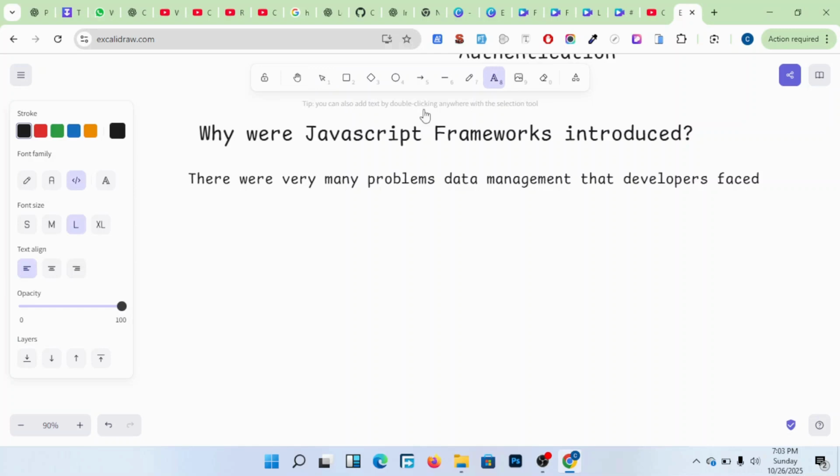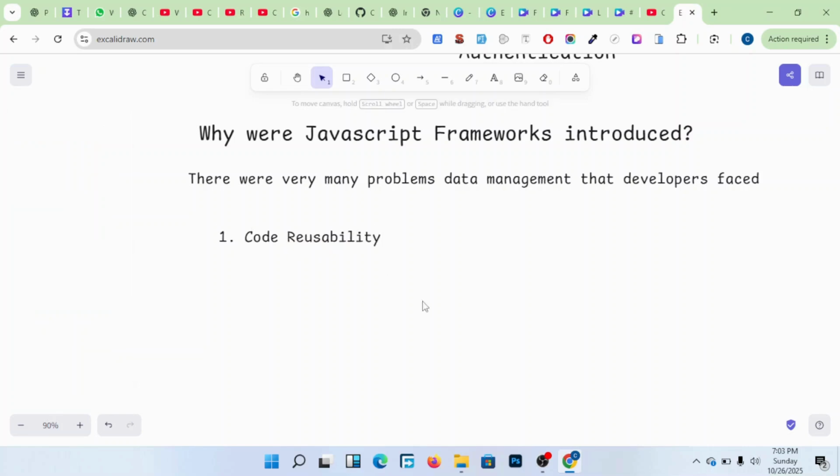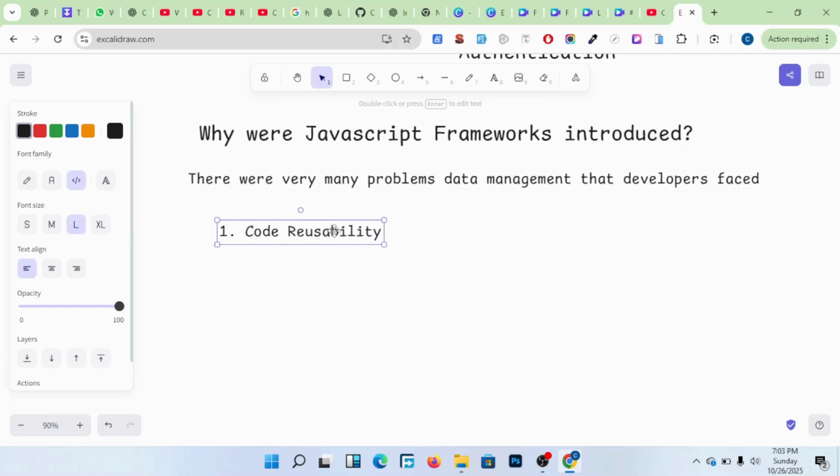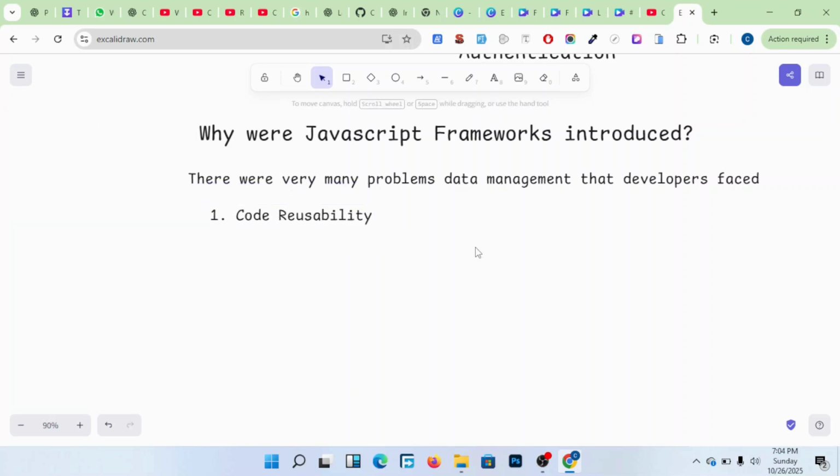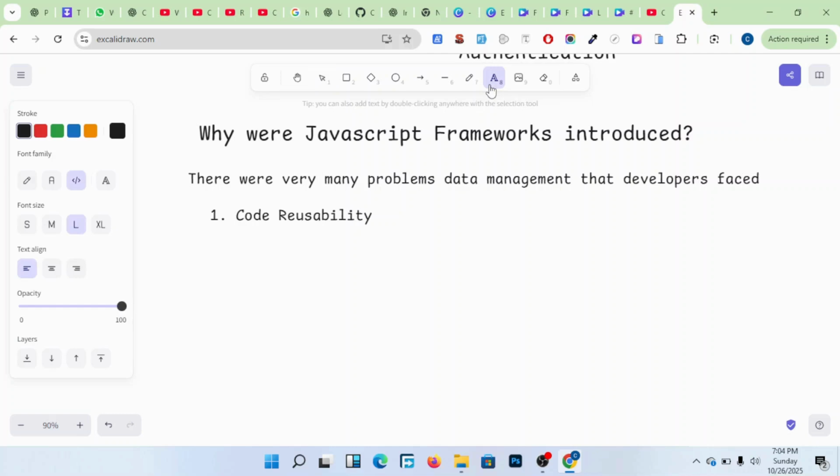The first problem was code reusability. It was very difficult to reuse our code, because you end up writing very large chunks of code doing just a small thing.